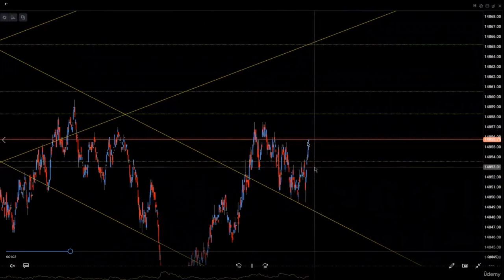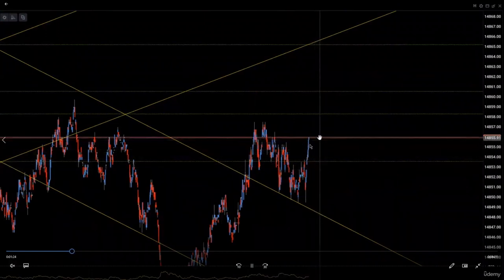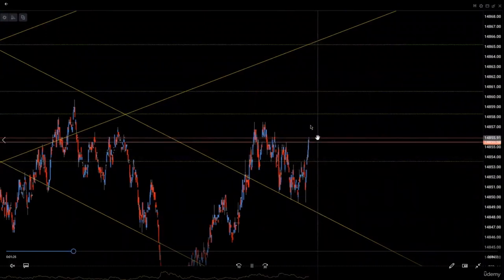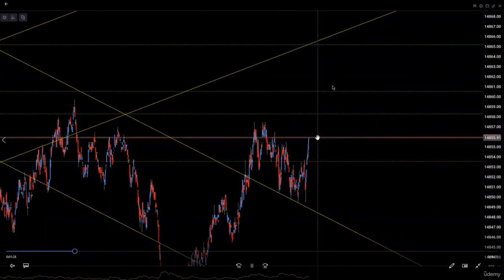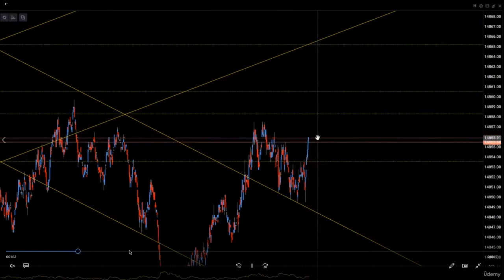Okay, now we're at the hidden value. One of our rules, do not trade in the value range. You have to wait for the market to push away from value, and then we take the setup trade all the way back to the value again.